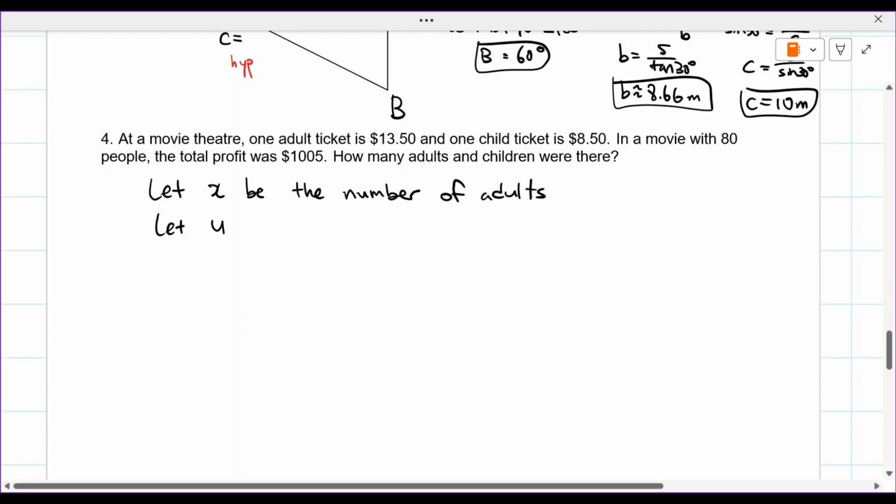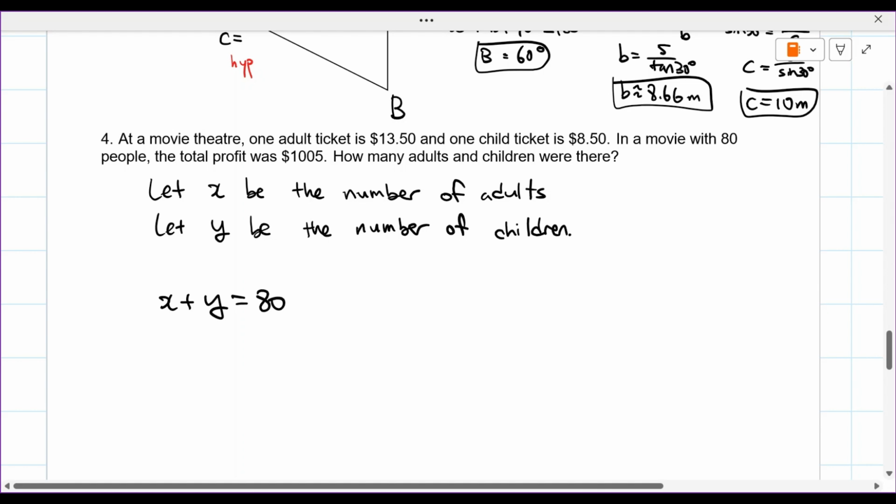And let y be the number of children. And now let's set up equations. We know that in this movie theater there are a total of 80 people. So I think the first one we can easily do is the fact that x plus y is equal to 80.